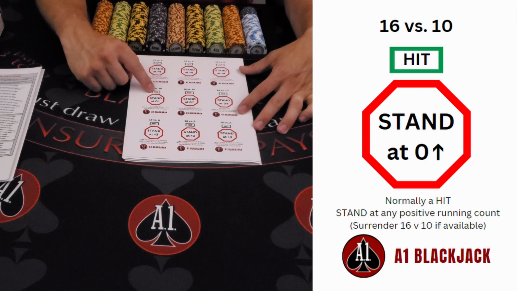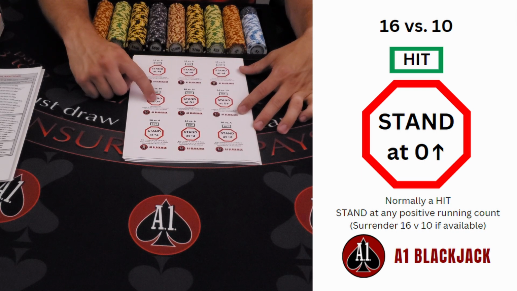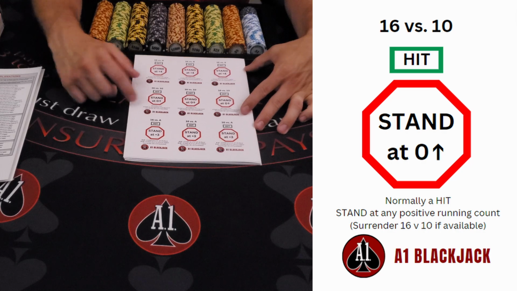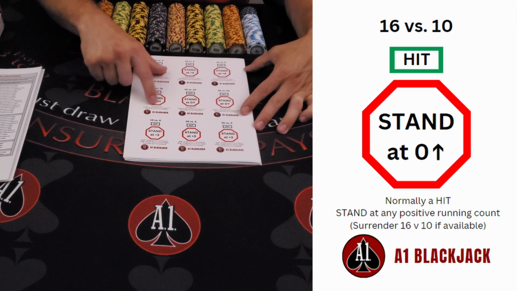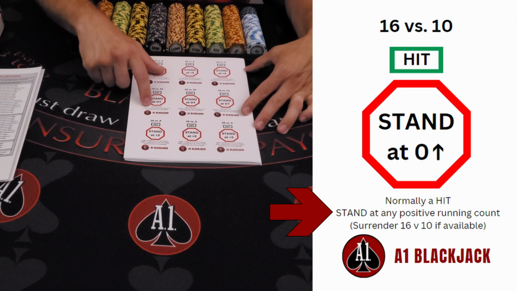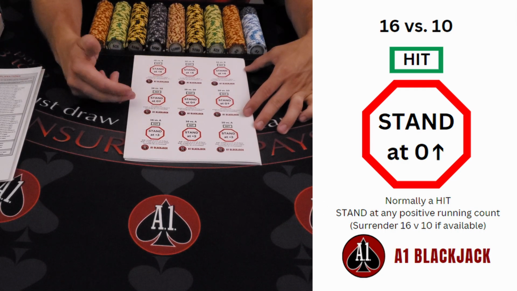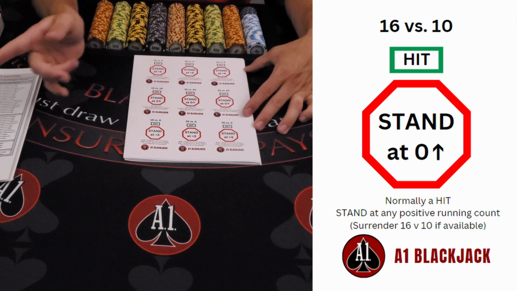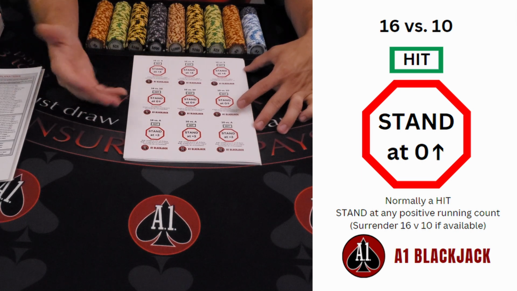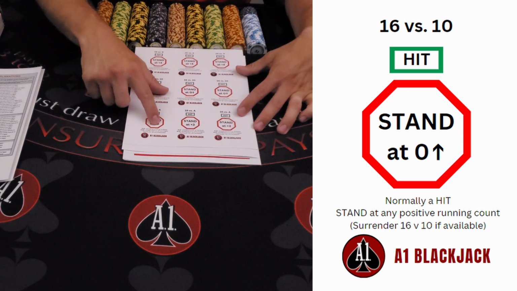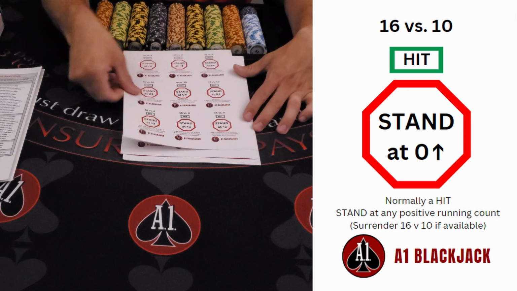A 16 versus 10 is normally a hit, but we're going to stand at, and it says 0 with an arrow pointing up. What that means is, anytime you see an arrow on here, it's talking about the running count. The phrase beneath says normally a hit, stand at any positive running count. So if you see something with an arrow, that's what it's talking about. The count, either above or below that number, typically 0, is calling for the running count, not the true count. Otherwise, if you see something with a TC, that stands for true count.